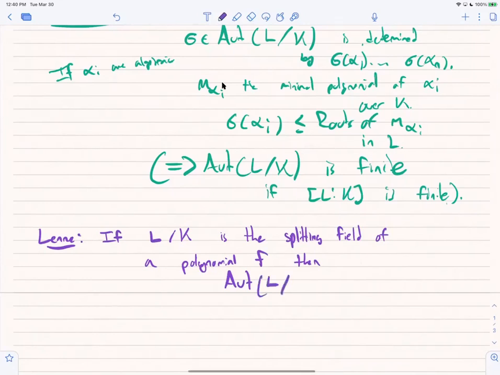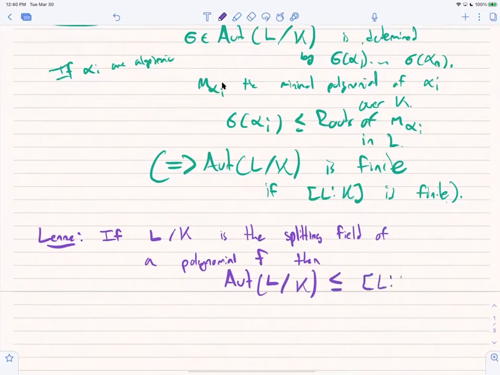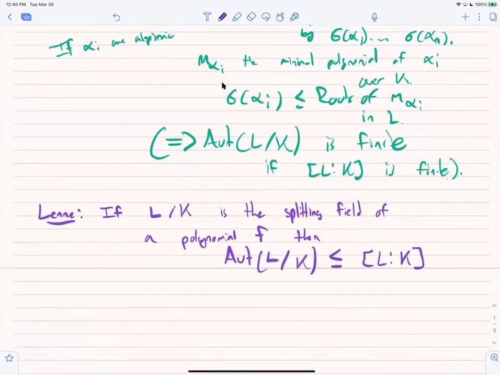Here, I'll try to do it this way, but I might screw up. So first, let me say this is less than or equal to the degree of extension. And it's equal. Yeah, okay, good. So I'll say it this way: equal to it, with equality if and only if f is separable.